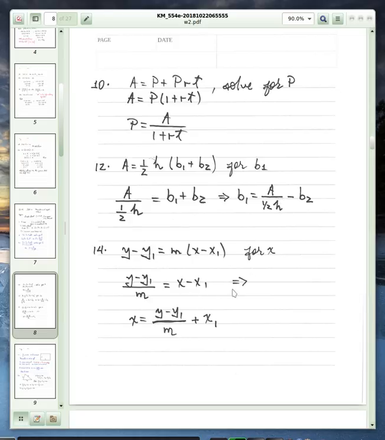And the same is done here to solve for x. I divide by m, and then I move x sub 1 to the other side, and I have my answer.